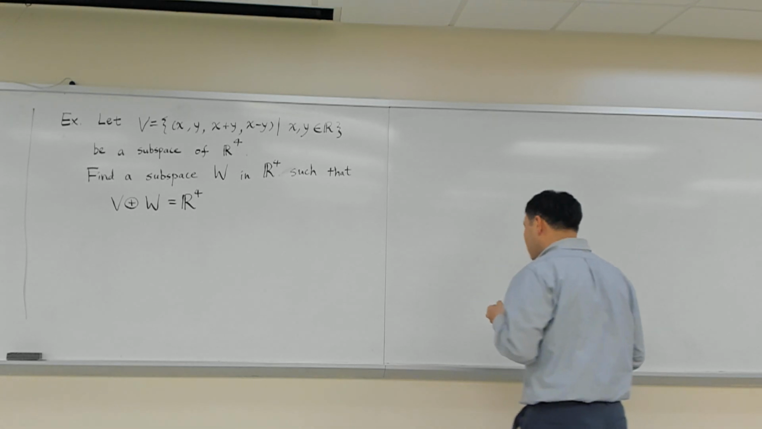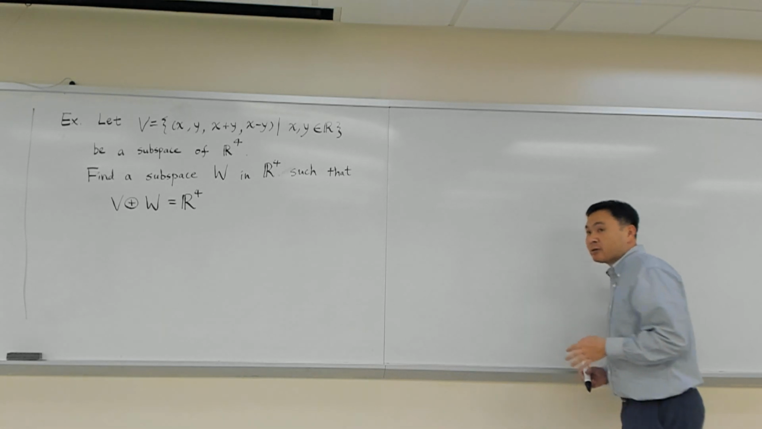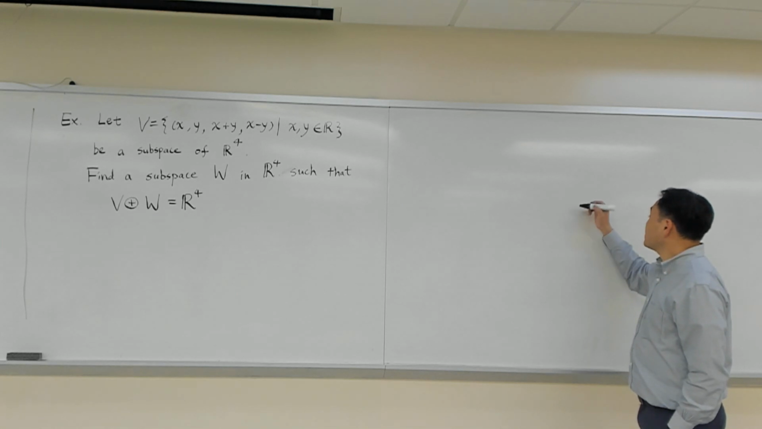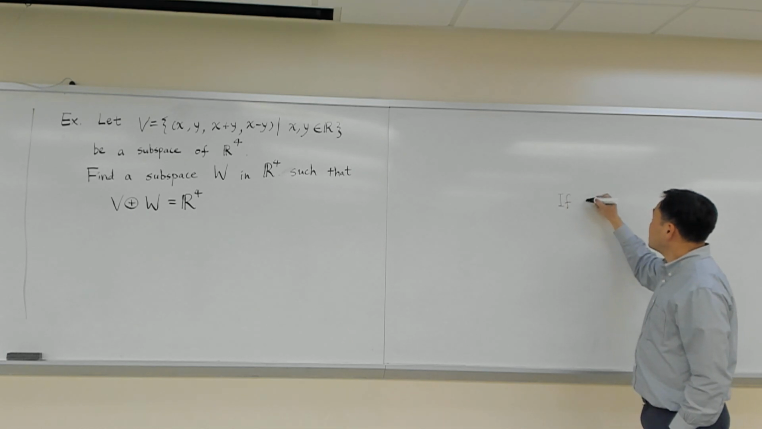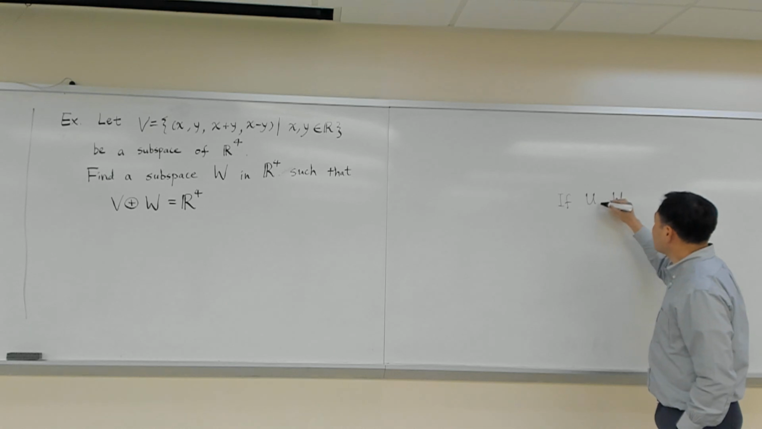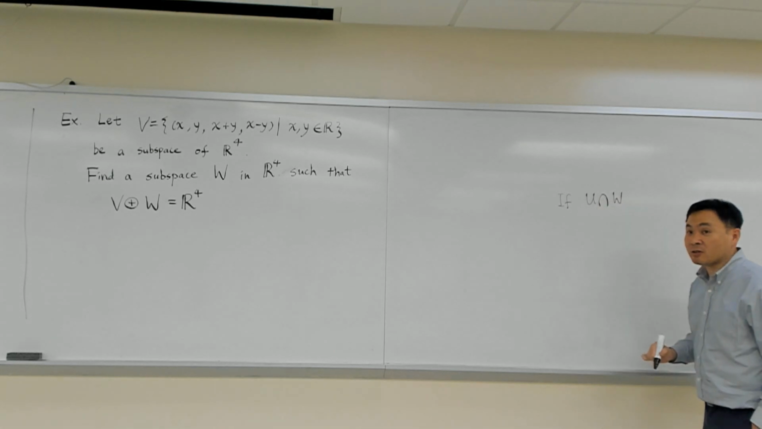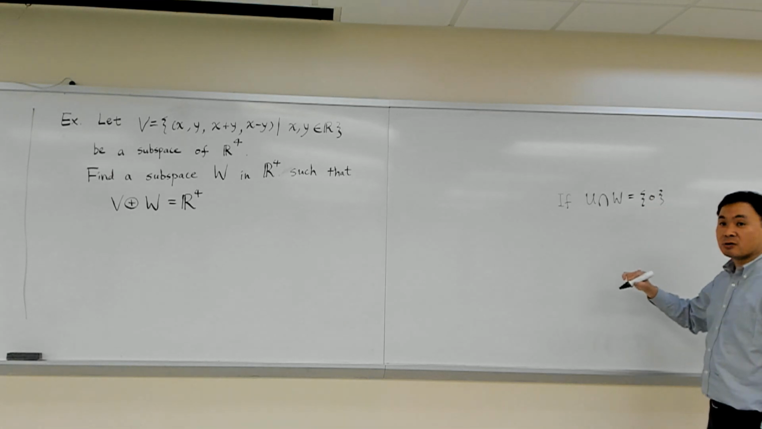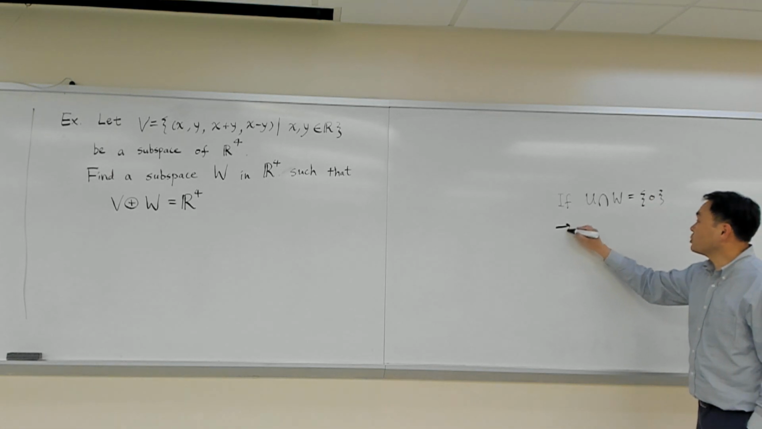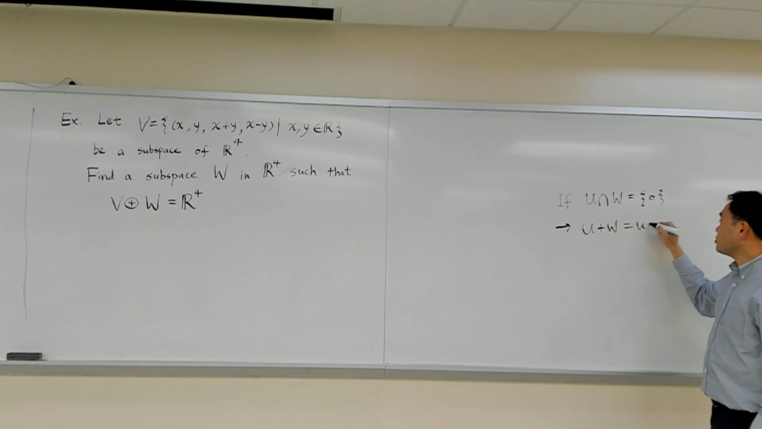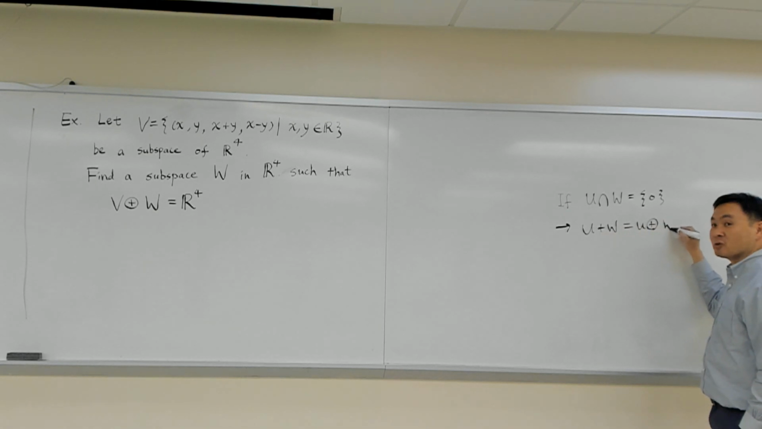We have this nice theorem that you should remember, okay? So if you have U and W as subspaces, and if their intersection is just 0, then we know that U plus W is equal to U direct sum W.